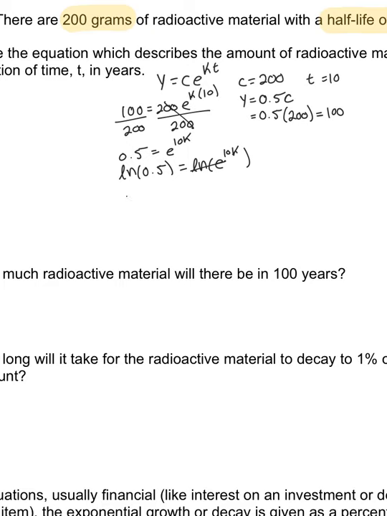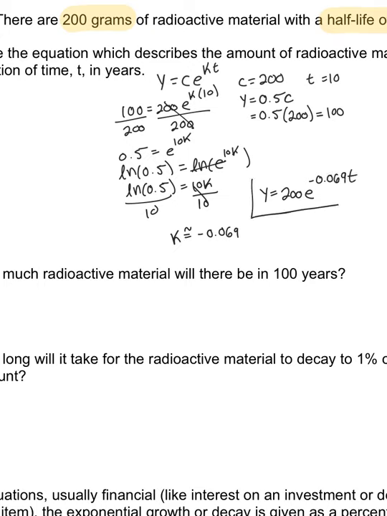So these cancel. And then I want to get rid of the 10 in front of the k, so I'm going to divide both sides by 10. And if you put ln of 0.5 divided by 10 into your calculator, you're going to get about negative 0.069. So your equation is going to be y equals, c is 200. Remember, e is not a variable. K is what I just solved for. And then I'm going to leave the t.